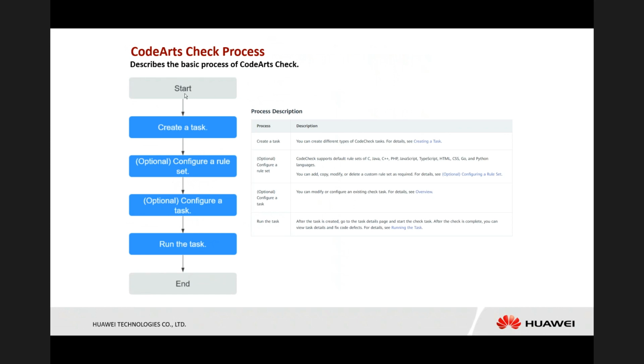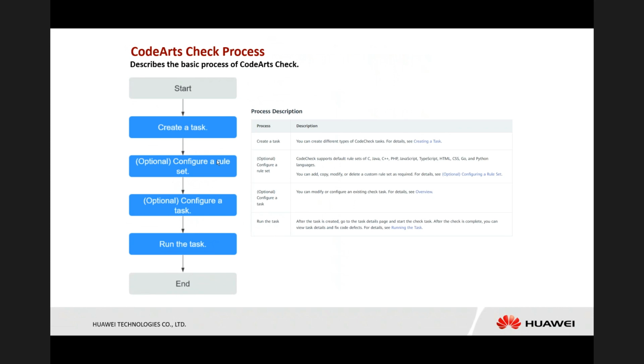This is the CodeArts Check process. At the start, you need to create a task first. Once you create a task, you then configure the rule set. After that, you run the task and end. Every time a task is run, it will return a score or threshold telling you the quality of the code.